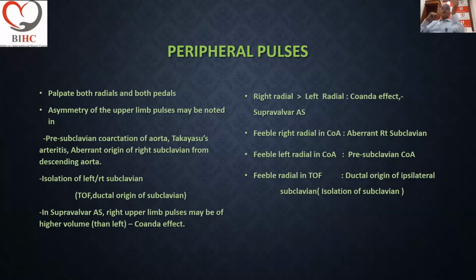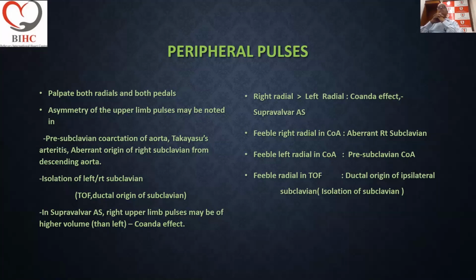In supravalvular AS, the right upper limb has a better, higher volume pulse. It's called the Coanda effect. It's related to the way the jet goes. So if you have a right radial more than the left radial, Coanda effect, supravalvular AS. If you have a feeble right radial with evidence of coarctation, it means that there is an aberrant right subclavian. If the left radial is feeble in coarctation, the coarctation is pre-subclavian. If you have a tetralogy with a feeble radial, a ductal origin of the subclavian is a possibility.